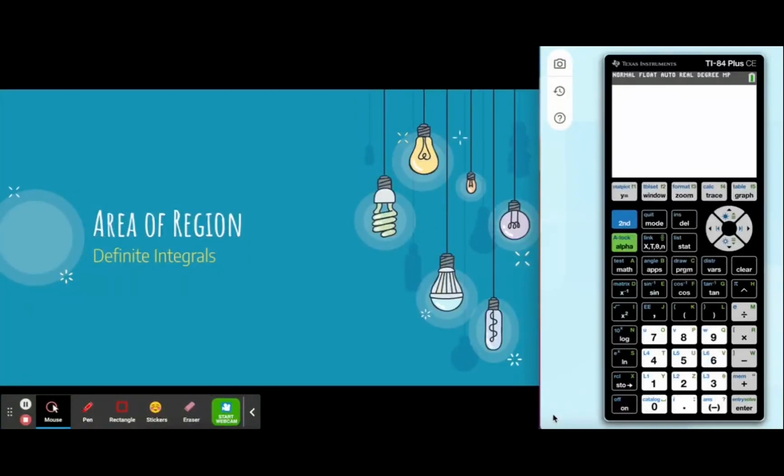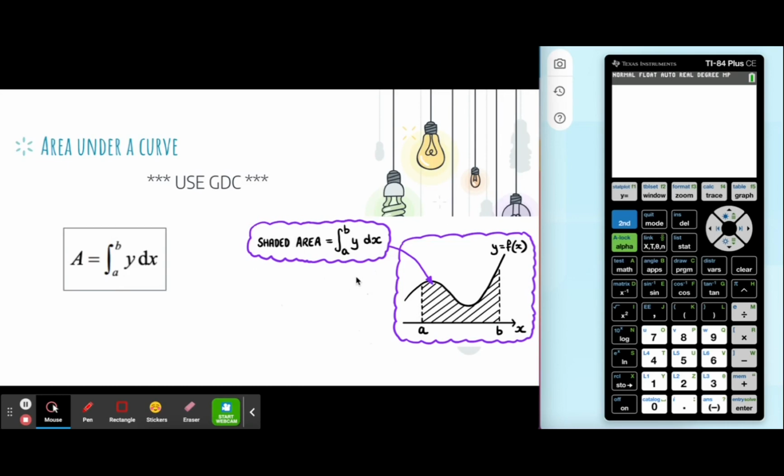In this video, we're going to talk about how to find the area of a region. We're going to be using our graphing display calculators all the time in order to find the area under a curve. Now, the situation is that we're going to have a function, which we're going to call f of x or y, right?